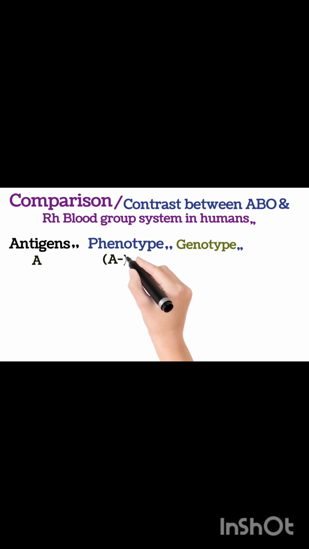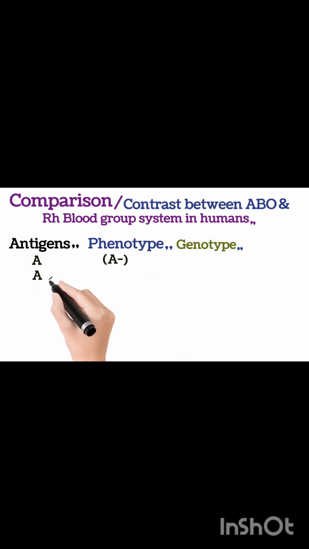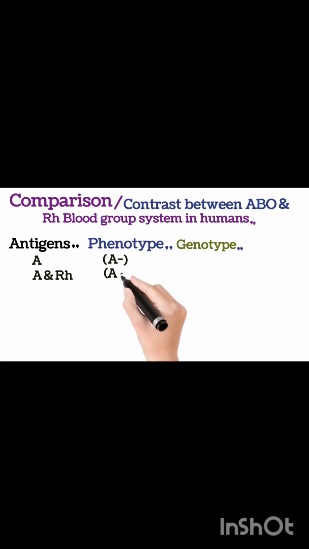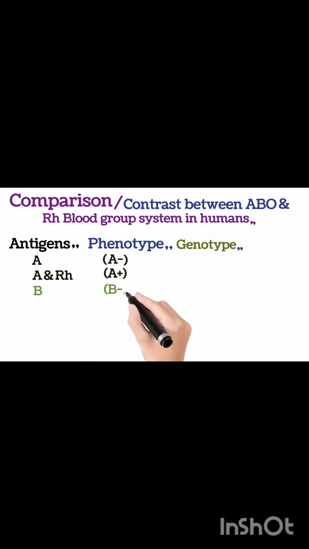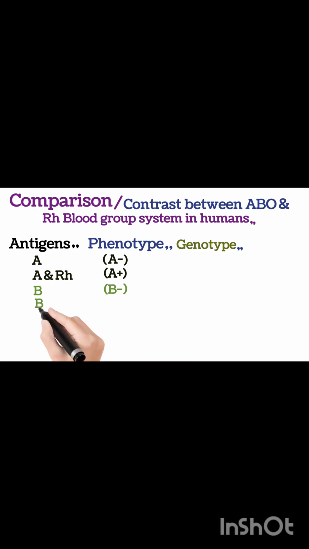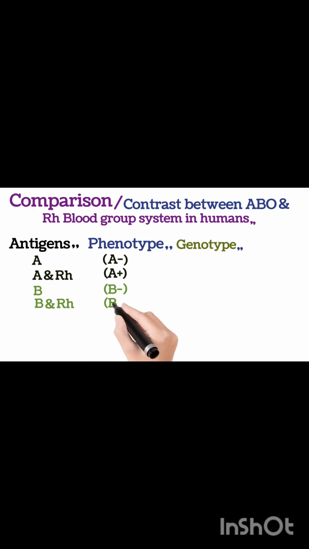Hope you got it. Now if the person has A antigen along with Rh antigen, we call this person A positive blood group. Accordingly, the person having B blood group only is B negative. The person having B along with Rh antigen on the RBC cell membrane, we call B positive. Now one more case is a person has both A and B antigens. It has AB negative type of blood group. And if a person has AB along with Rh antigen, we call this person AB positive blood group.